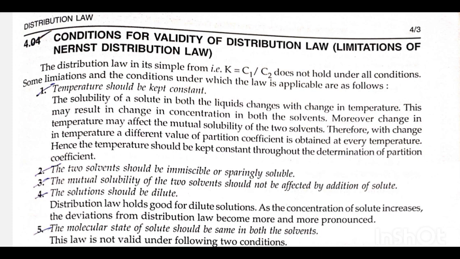Number 1, temperature should be kept constant. The solubility of a solute in both the liquids changes with change in temperature. This may result in change in concentration in both the solvents. Moreover, change in temperature may affect the mutual solubility of the two solvents. Therefore, with change in temperature, a different value of partition coefficient is obtained at every temperature. Hence, the temperature should be kept constant throughout the determination of partition coefficient.